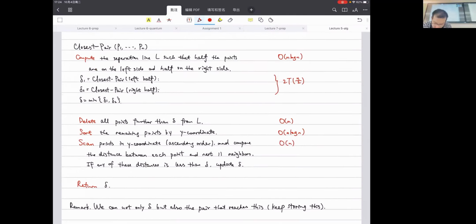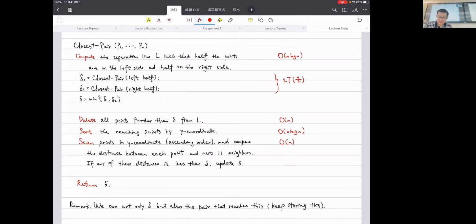So is this algorithm, and basically this right part, the analysis of the time cost, clear to you?